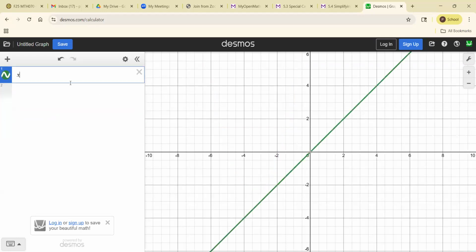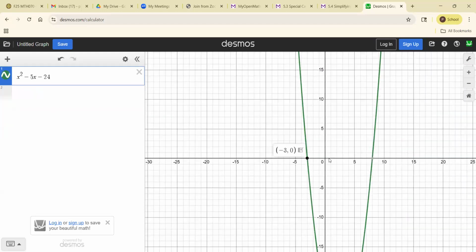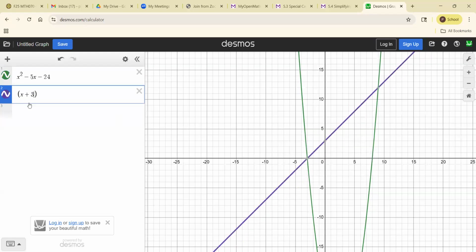I can factor x squared minus 5x minus 24, because when I look at my picture, I see I have x-intercepts at -3 and +8. Sorry, let me say it again. I have x-intercepts at -3 and +8. And that means my factors are the corresponding opposites, x plus 3 and x minus 8.